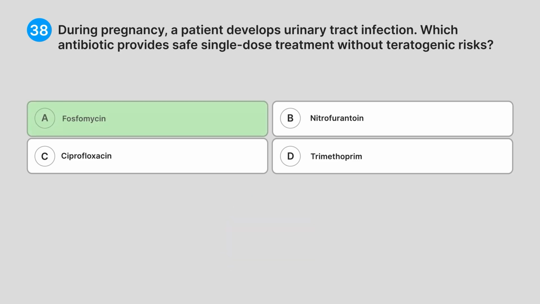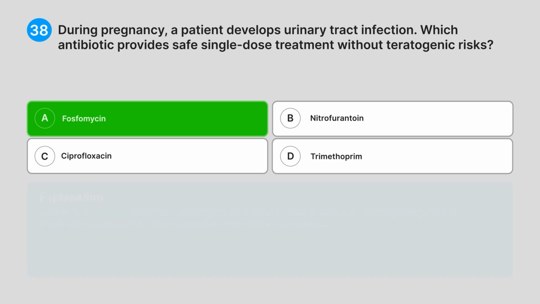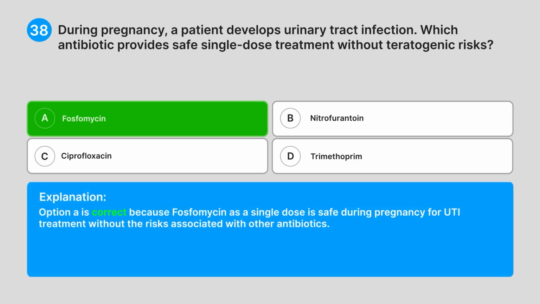Correct answer, A. Phosphomycin. Explanation: Option A is correct because phosphomycin as a single dose is safe during pregnancy for UTI treatment without the risks associated with other antibiotics.